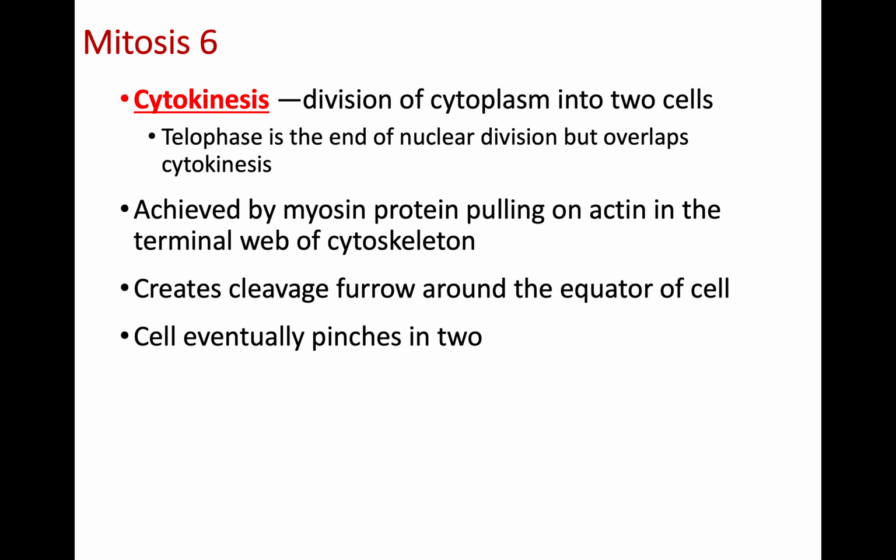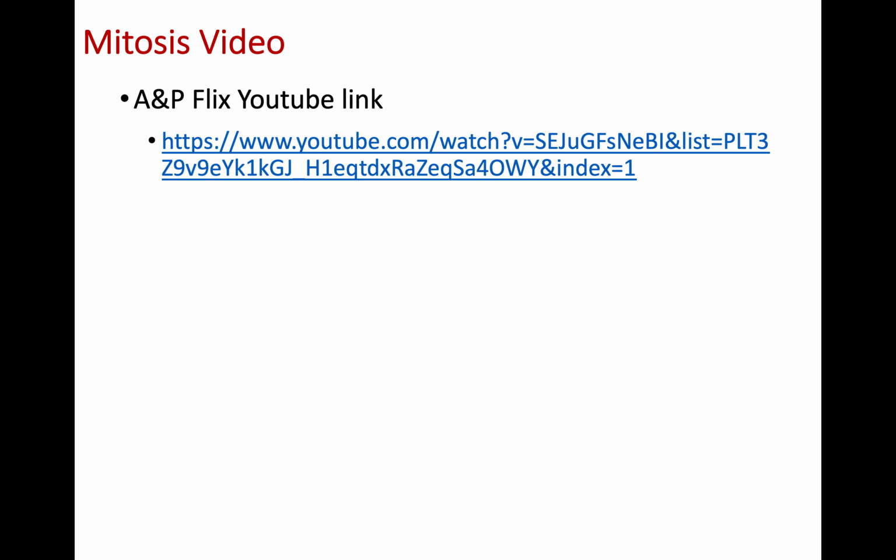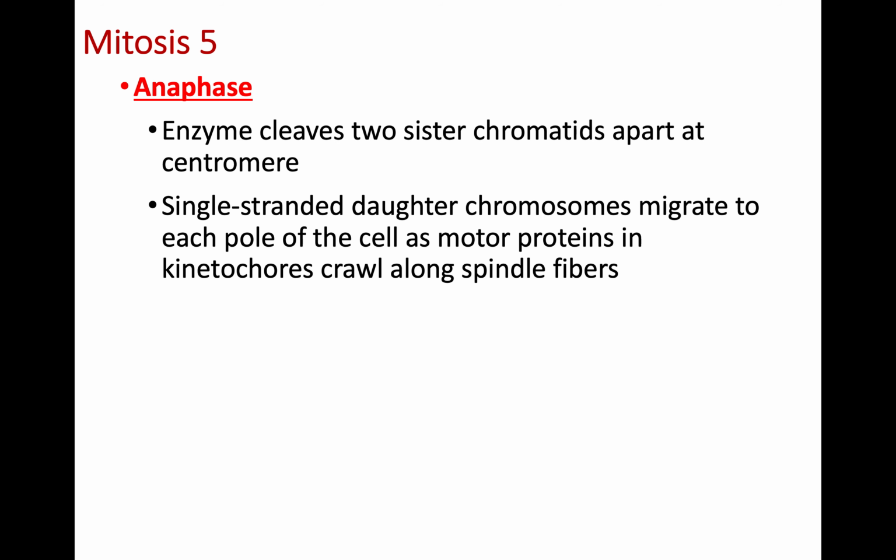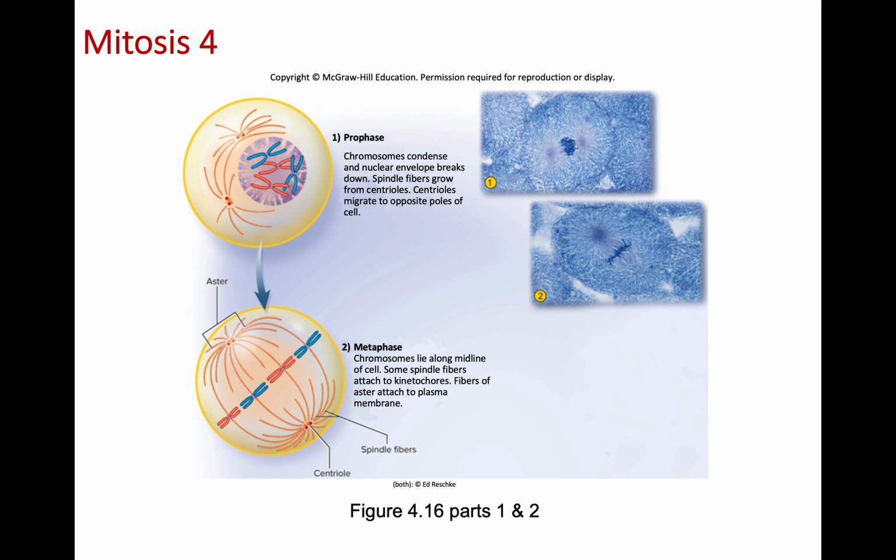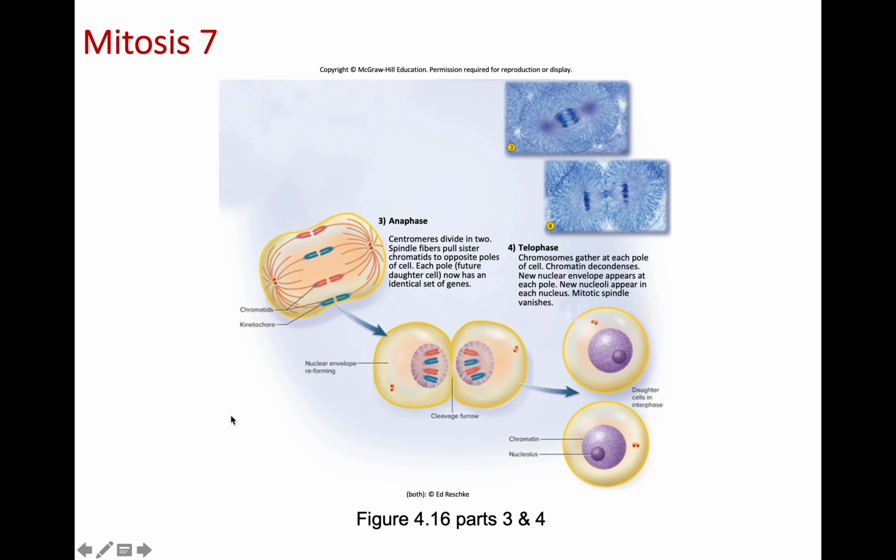And this is going to eventually pinch the cell into two, giving you two genetically identical daughter cells. So, at the beginning of the mitotic phase, we started off with one cell with one nucleus. That one cell with one nucleus separated its nuclei and then formed two daughter cells with two nuclei.